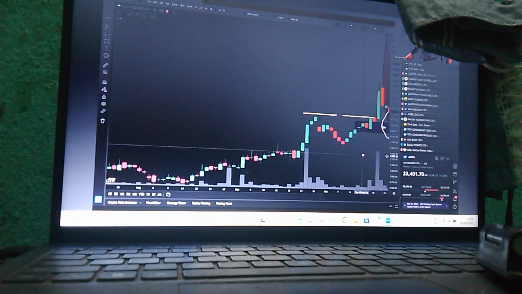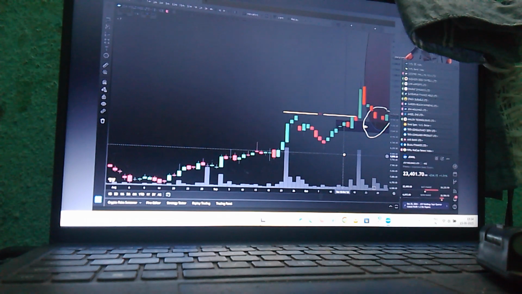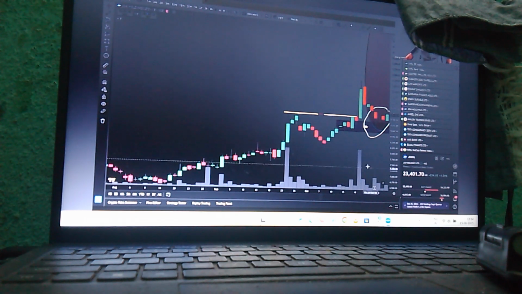Price comes back into this range, gives me a green candle close, okay, done. I've also got a volume dry up, that's also done. Where's going to be my entry? My entry is going to be here. My stop loss is going to be here. My target could be 1:2, 3, 4, 5, whatever.